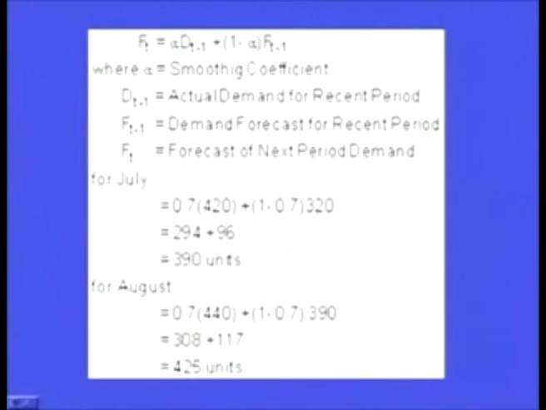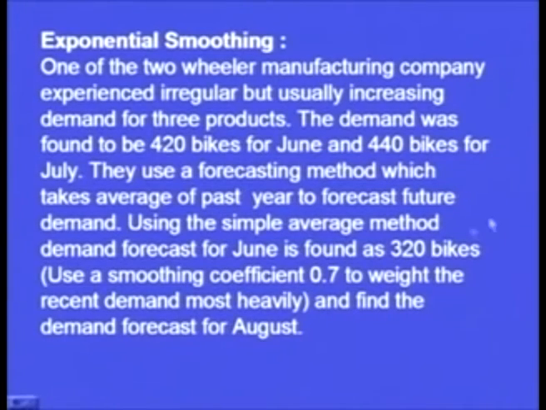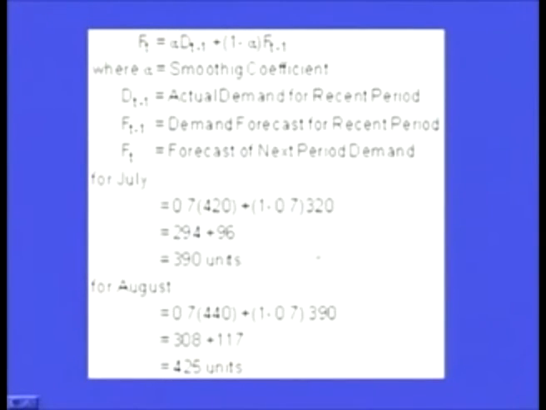Now, let us understand the difference between simple average and exponential smoothing. We know that for the month of July the demand was 440 units. On your previous screen you can see the actual demand was 440 bikes for July, against 420 bikes for June. What was the forecast using simple average? The simple average forecast was 320. So, 440 was demanded by the customer, the forecast was 320.